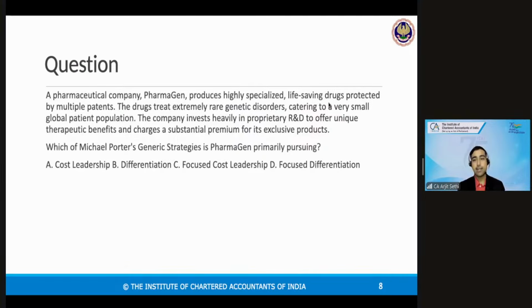Bushra says focused differentiation. Kavya says focused cost leadership. Kavya, do you want to rethink or you're confident? If you're confident, stay with your vote. Okay, Akam says focused cost leadership.